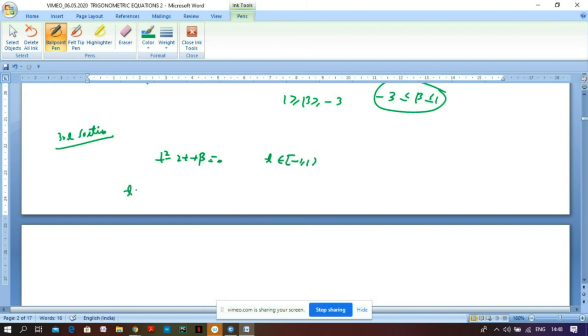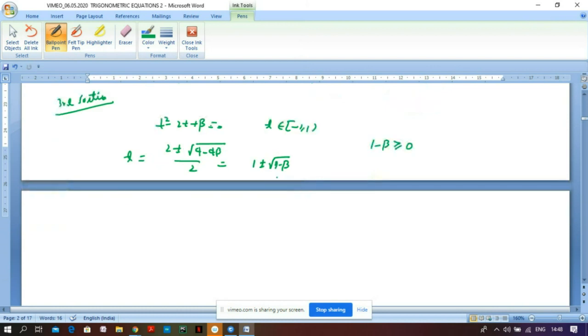So we solve for t only, that is negative of b, 2 plus or minus root of b squared minus 4ac upon 2. And so we got 1 plus or minus root of 1 minus beta. Of course, for any solution, 1 minus beta must be greater than or equal to 0. Otherwise, there is no solution. And once that is true, you will find that for beta equal to 1, you are getting t equal to 1 and 1. Beta, of course, cannot be greater than 1.